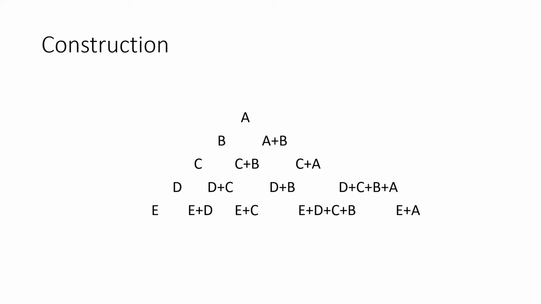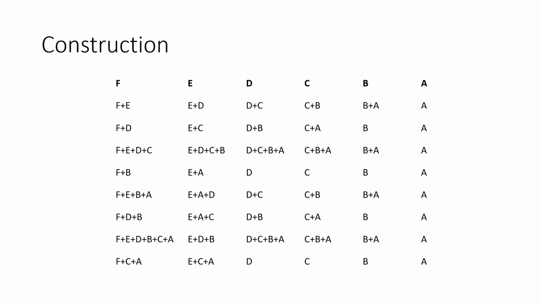Here it is constructed abstractly. A, or our constant term. B, A plus B. C, C plus B, C plus A. D, D plus C, D plus B, D plus C plus B plus A, and so on. We can turn this into a matrix by repeating each row as a column, continuing until we are square.